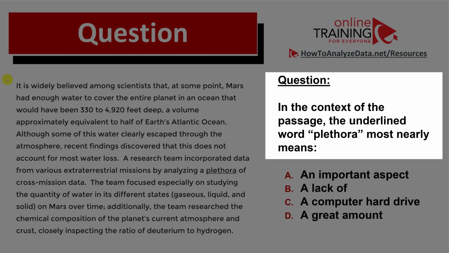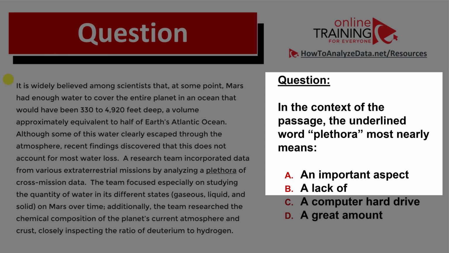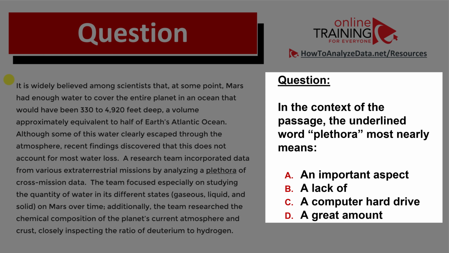And here's the question. In the context of the passage, the underlined word plethora most nearly means: choice A, an important aspect; choice B, a lack of; choice C, a computer hard drive; and choice D, a great amount. Do you think you know the answer?